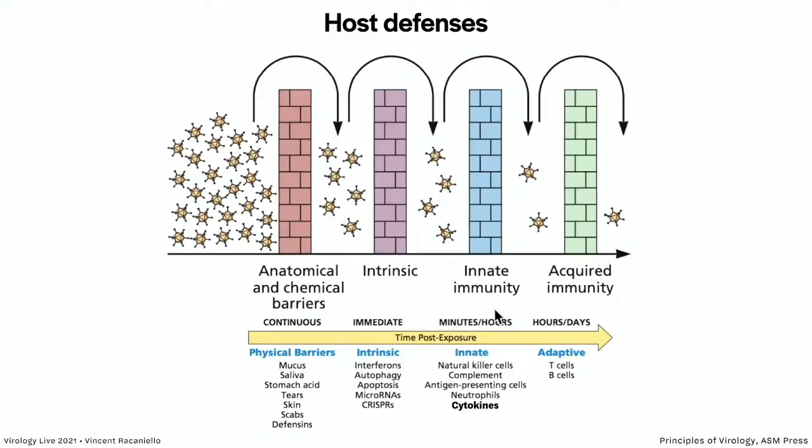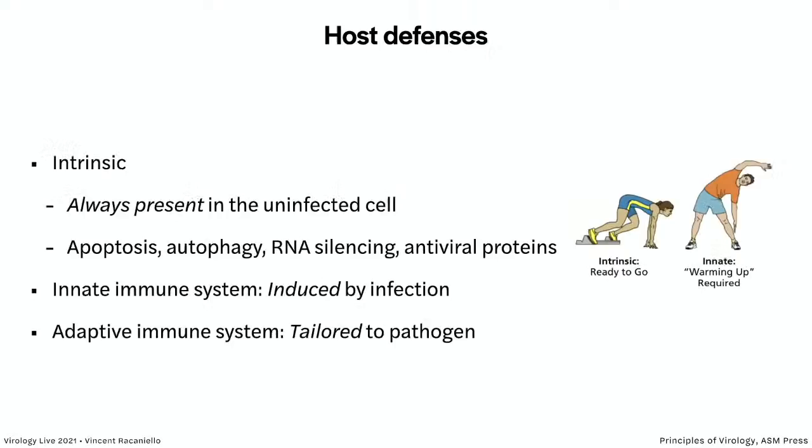And then, should some viruses overcome those, and of course some do, then they will encounter acquired immunity, which takes longer, perhaps days if it's a memory response, perhaps multiple days if it's an initial response. We'll talk about that on Wednesday. The adaptive response, of course, comprises mainly T cells and B cells. So let us start with an overview again of host defenses. Again, intrinsic, a little more detail.